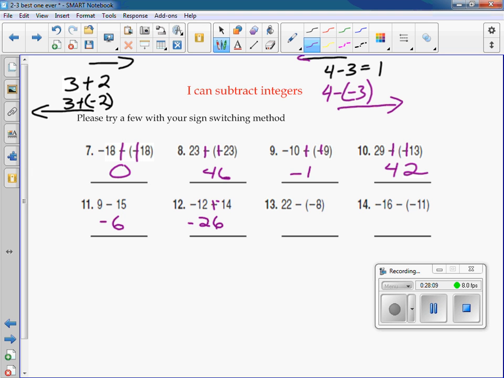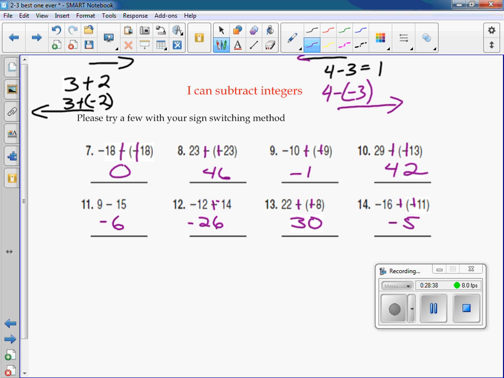We go back to subtracting a negative. Subtracting a negative is the opposite of subtracting a positive, so we're going to move to the right. Should be at a grand total of 30. And the same thing with number 14. Subtracting a negative, just like adding a positive. We should be at a grand total of what? Negative 5. Are there any questions on that?